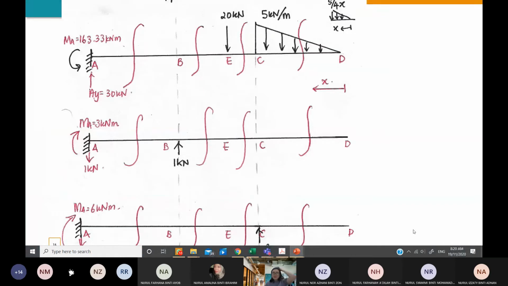Okay, so I would like to explain when you're dealing with these triangular loads.